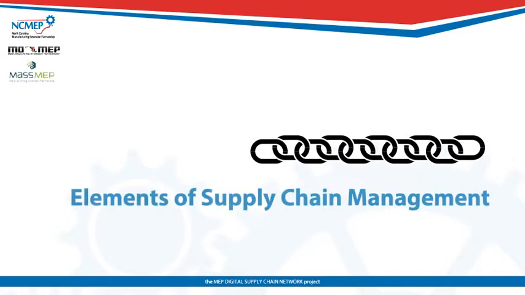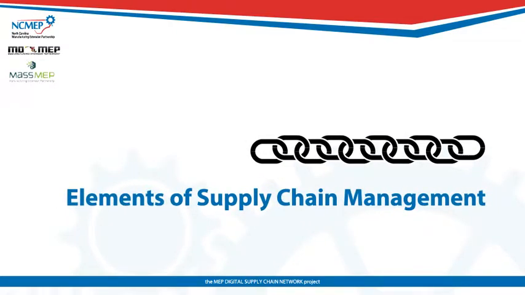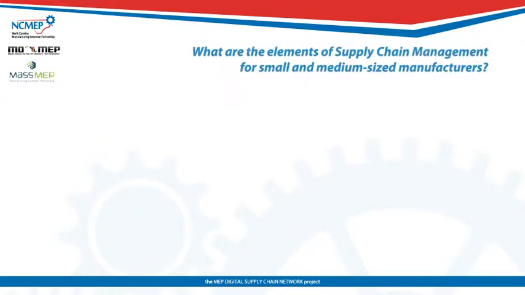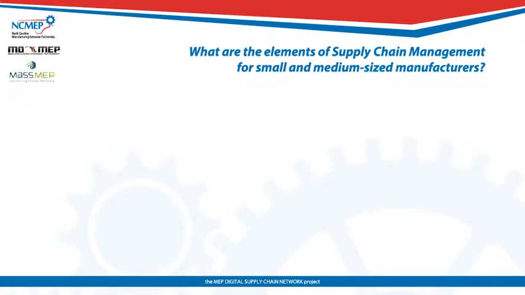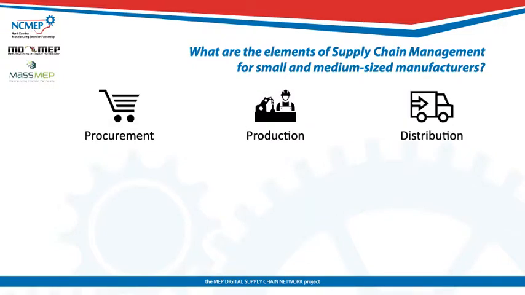So what is supply chain management? Let's spend a little bit of time talking about the details of this catch-all phrase. What are the elements of supply chain management for small and medium-sized manufacturers? There are three core elements of supply chain management that we'll discuss here today: procurement, production, and distribution.